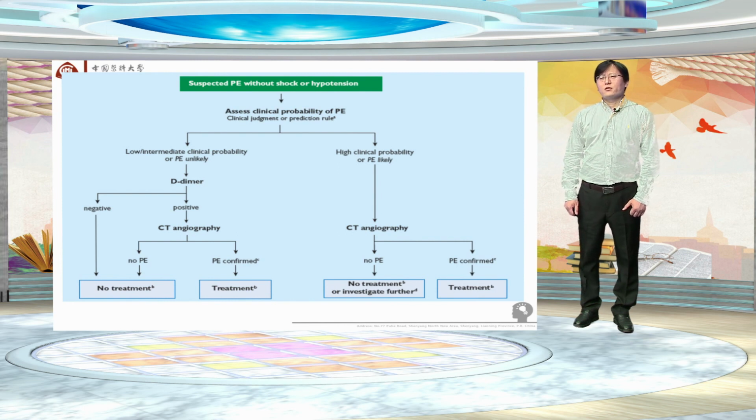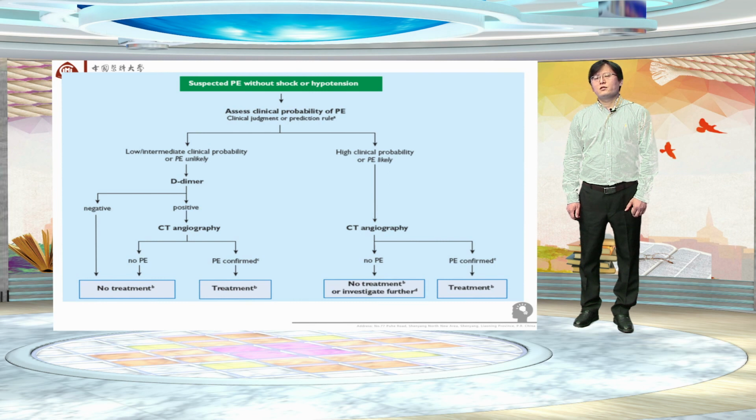This flow chart may help us to prescribe diagnostic modalities. First, we need to evaluate the patient. If the patient is not that severe, this suspected PE patient doesn't have shock or hypotension, then we can do clinical judgment, or we can use prediction rules to help us assess the clinical probability of PE. If the probability is low or moderate, then we can do the D-dimer test.